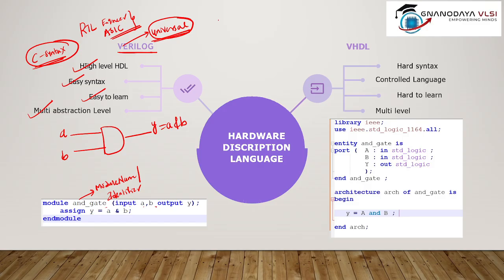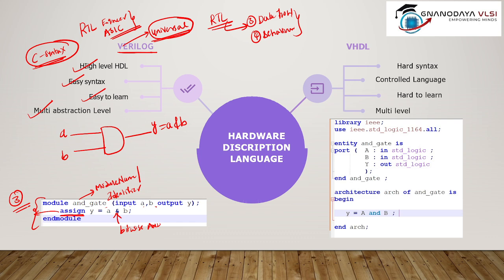Previously I told you about RTL design. RTL design means you need to write the Verilog code using two modeling styles: one is data flow modeling, and the next one is behavioral modeling. Here I'm using the assign keyword. This is a continuous assignment statement, assign y equal to a and b. This is a bitwise AND operation, and end module. So within three lines my AND gate code is completed.